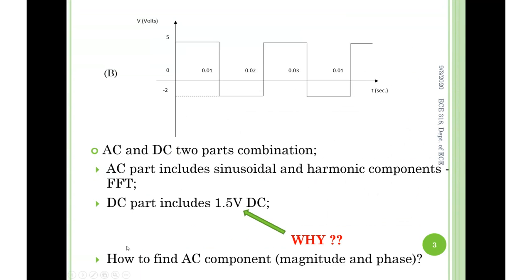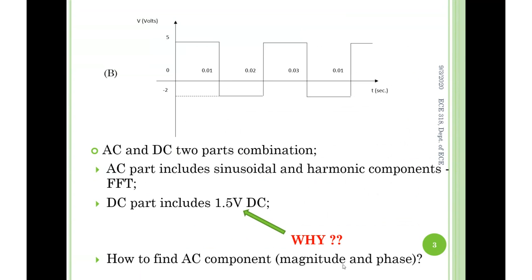And then how to find the AC components, like the magnitude and the phase of the fundamental and the harmonics? Well, we just mentioned in the previous slide, fast Fourier transform, FFT. Okay, just remember this name. For now, you just need to remember the name. Fourier transform is used to find each component.